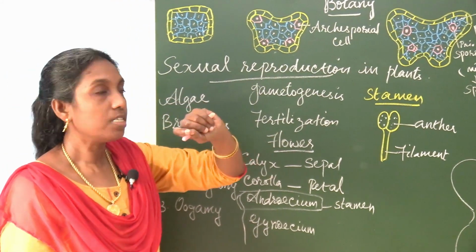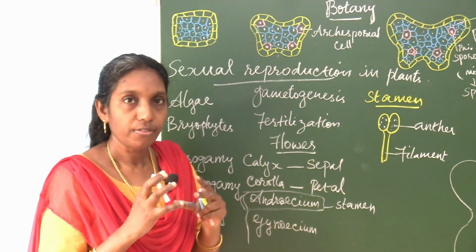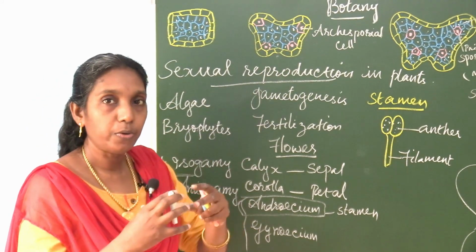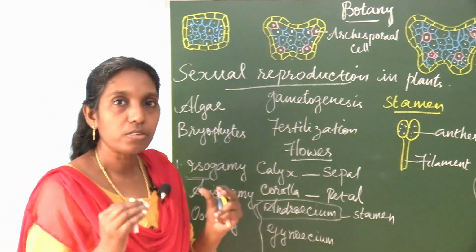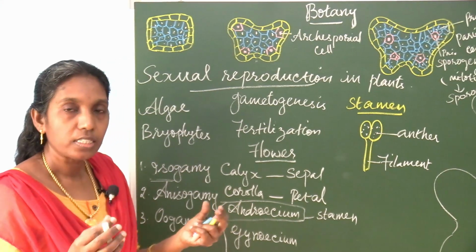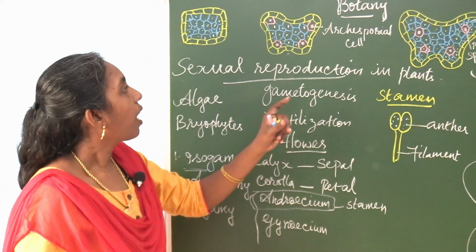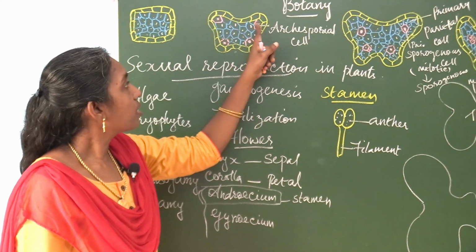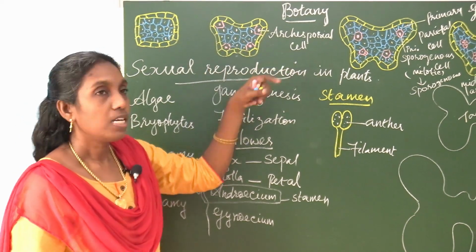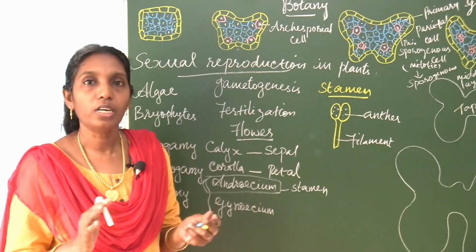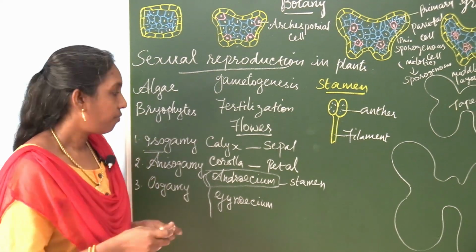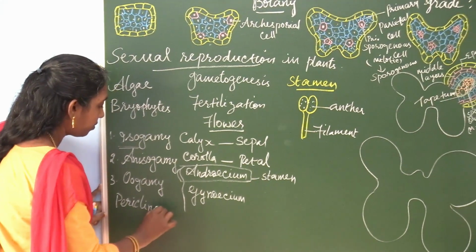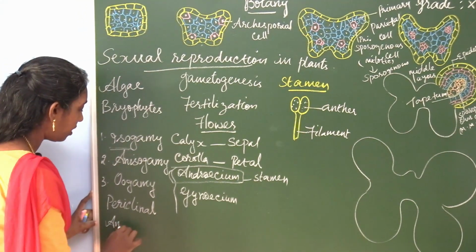So, the first stage is the homogeneous mass of cells or tissue. Then from the hypodermal cells, a few rows of cells enlarge with a conspicuous nucleus and become archesporial cells. These archesporial cells undergo divisions. Mainly there are two kinds of division: periclinal division and anticlinal division.